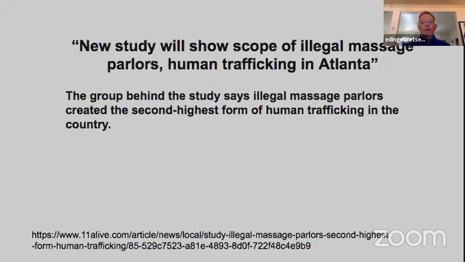Okay, to the point of this week. New study will show scope of illegal massage parlors, human trafficking in Atlanta. This, by the way, was written last year. The group behind the study says illegal massage parlors created the second highest form of human trafficking in the country. You'll recall a few years ago, the New England Patriots owner, Robert Kraft, who was arrested in a massage parlor in, I think it was Florida, and he got away with it, but it was the women who were arrested on that.